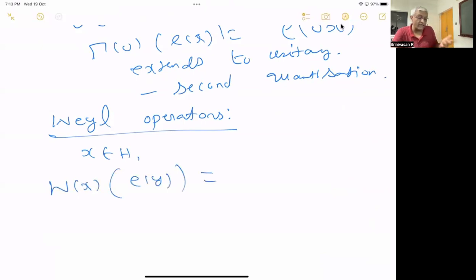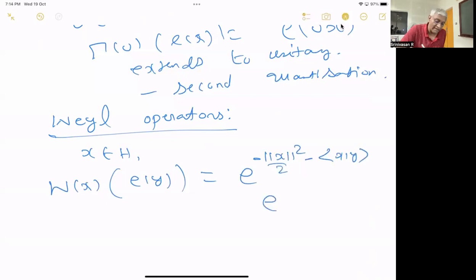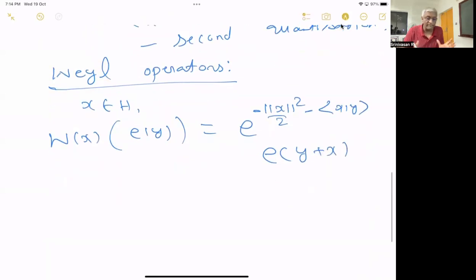Since we want a unitary, that is, it has to preserve the norm, it has to preserve the inner product. So we do this. First we do this. We take e power minus norm x squared by 2. This is a number. Then we take this inner product with x, y. This is just a number. Then this is a vector, y plus x. Then you translate it by this y plus x. So this is defined on exponential vectors.